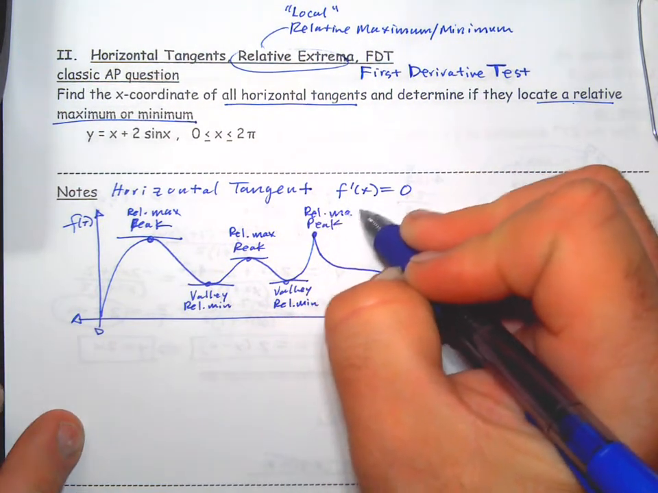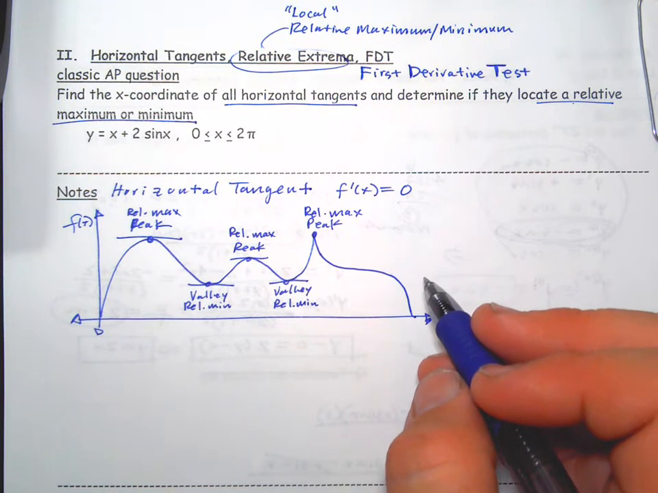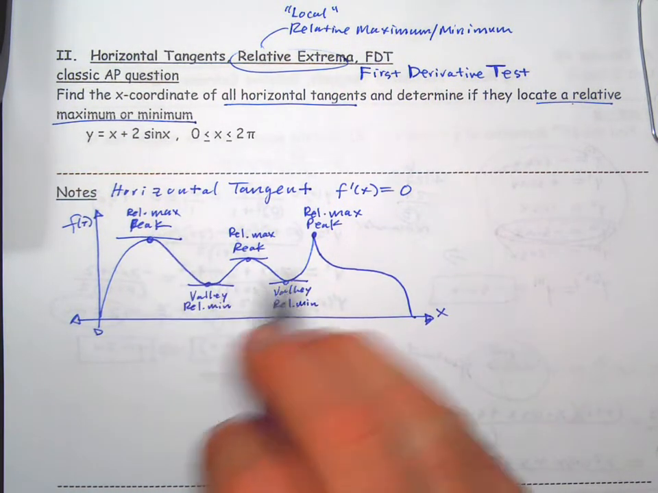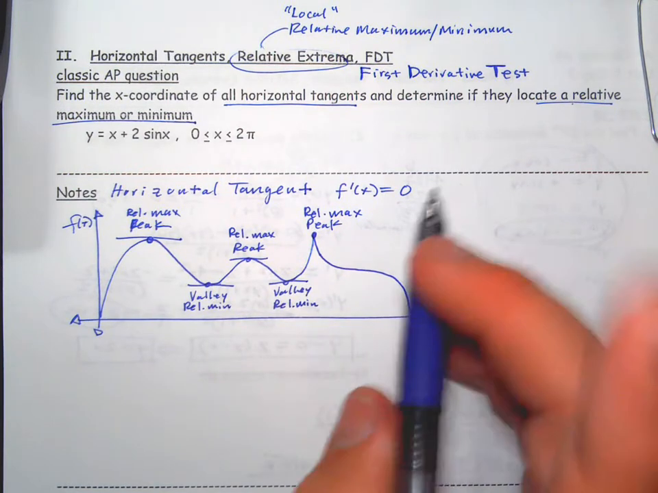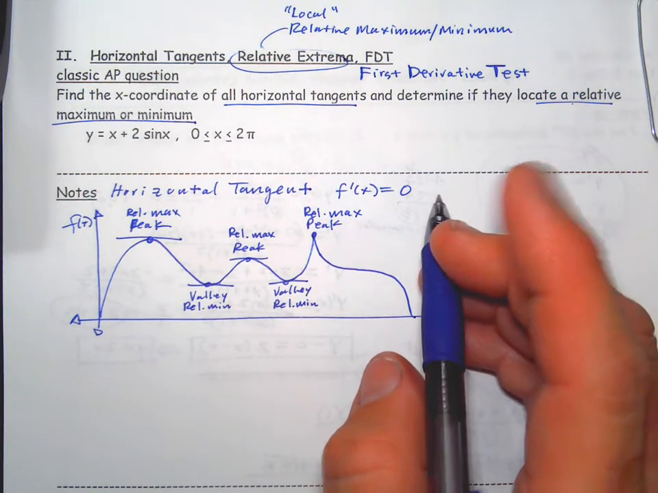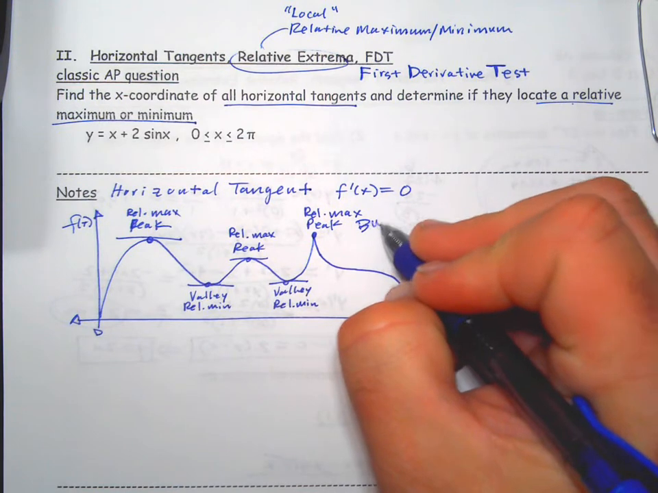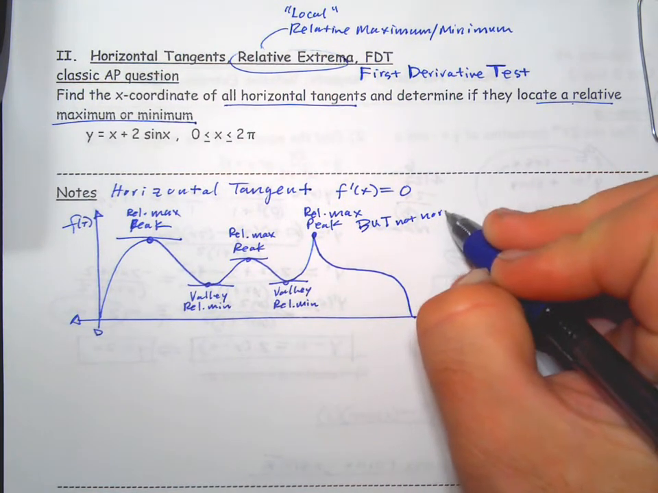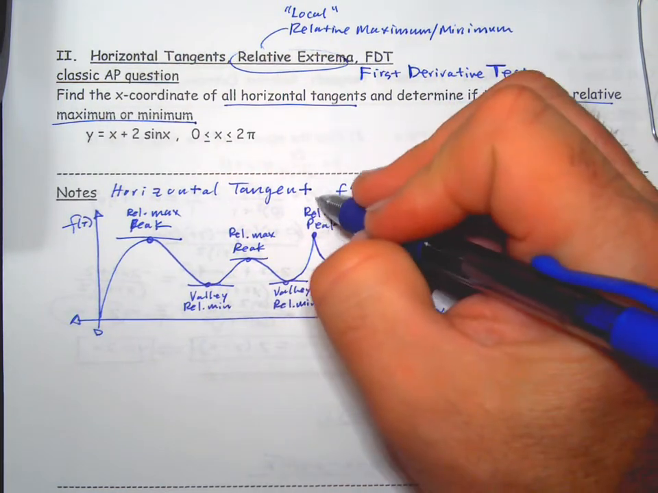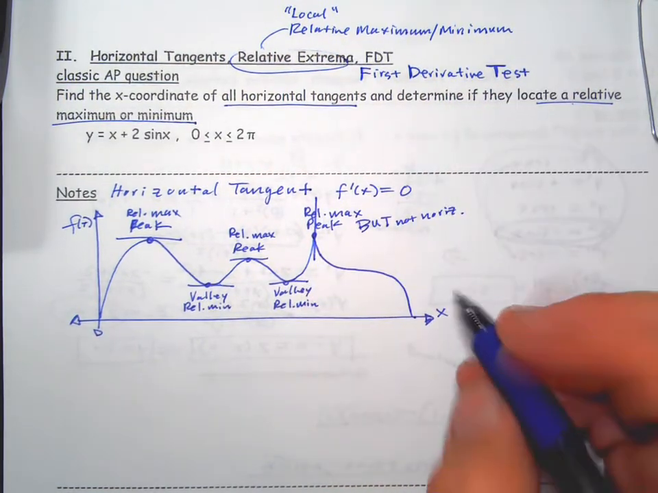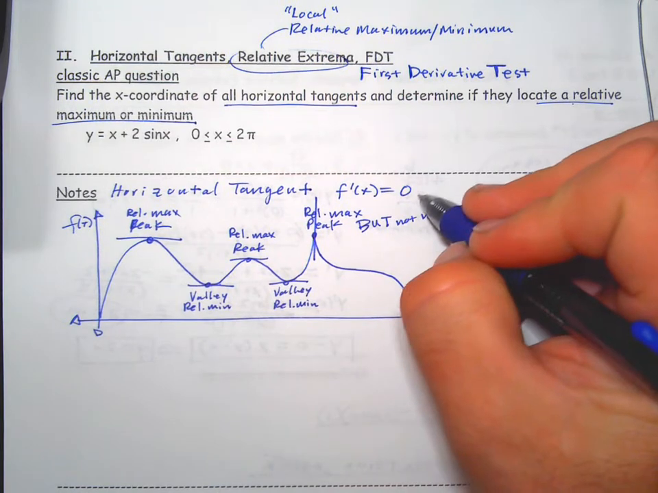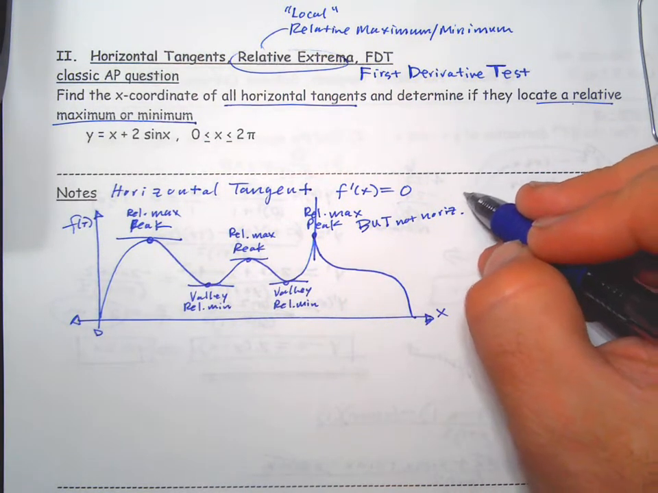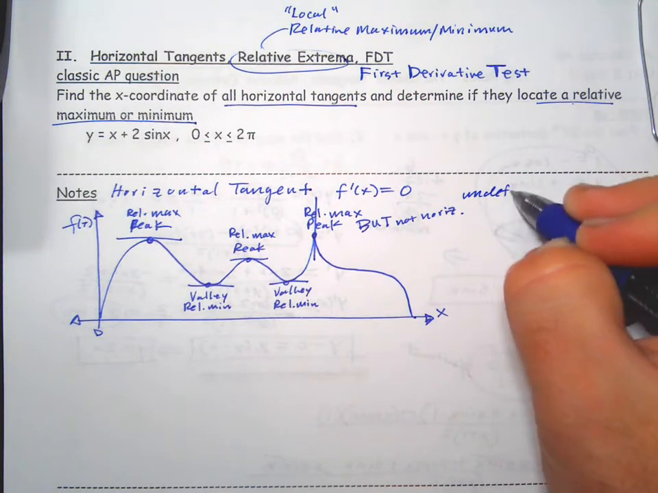Now, one of the things that you might notice is that most of the relative maxes and mins have a horizontal tangent, slope of 0. But this one right here is not a horizontal tangent, right? It's actually vertical, which means the derivative is undefined. So that's what we also need to look for with relative maxes and mins: undefined slopes.